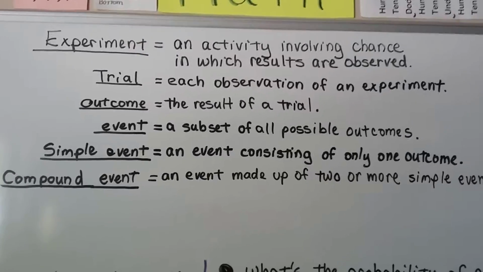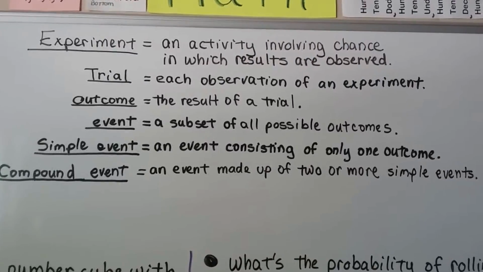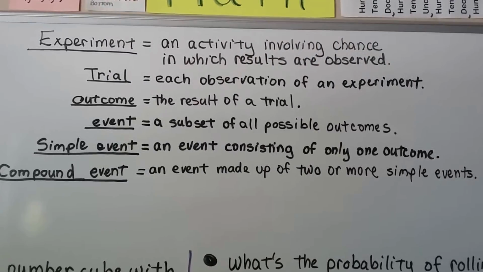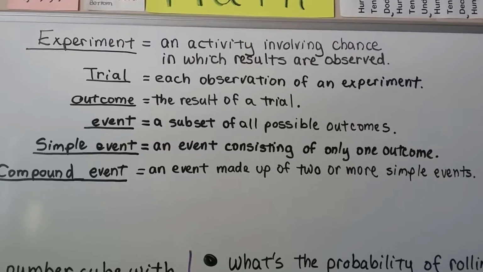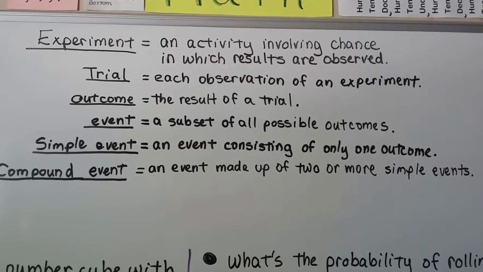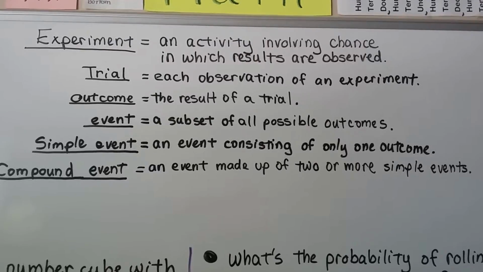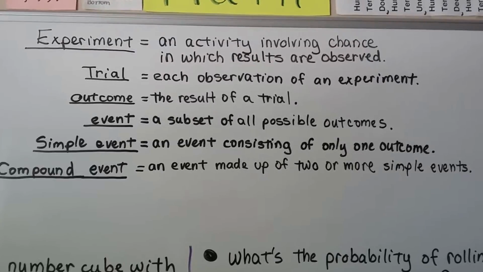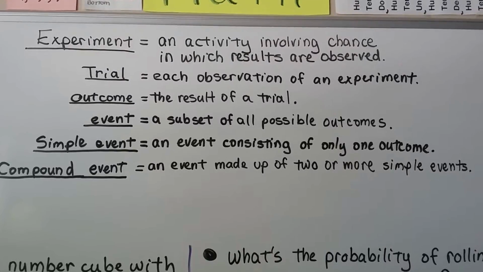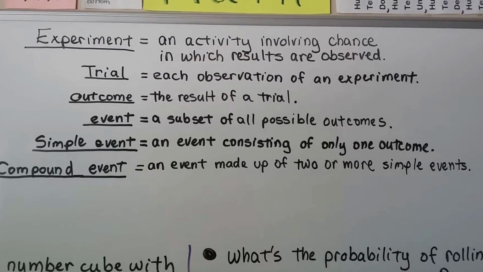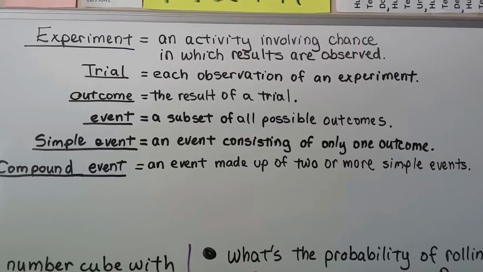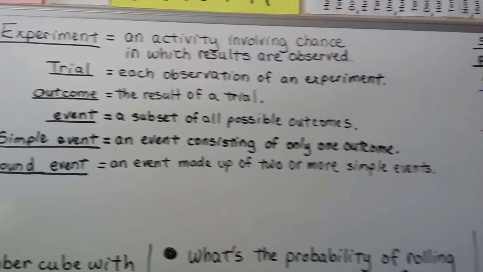An experiment is an activity involving chance in which results are observed. A trial is each observation of an experiment. An outcome is the result of a trial. An event is a subset of all possible outcomes. A simple event is an event consisting of only one outcome. A compound event is an event made up of two or more simple events.